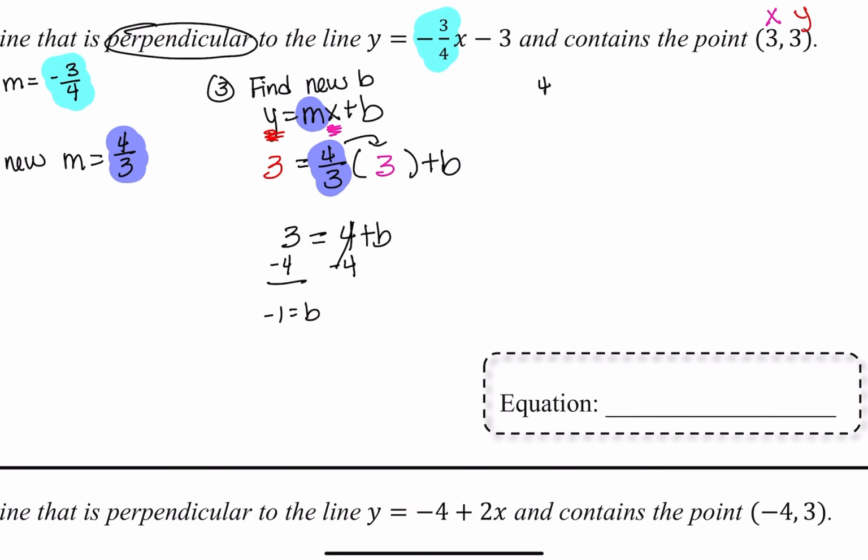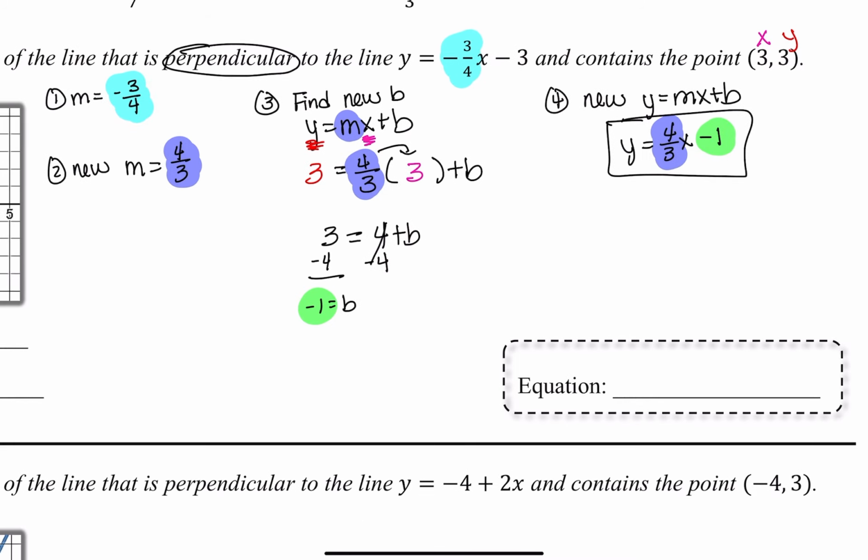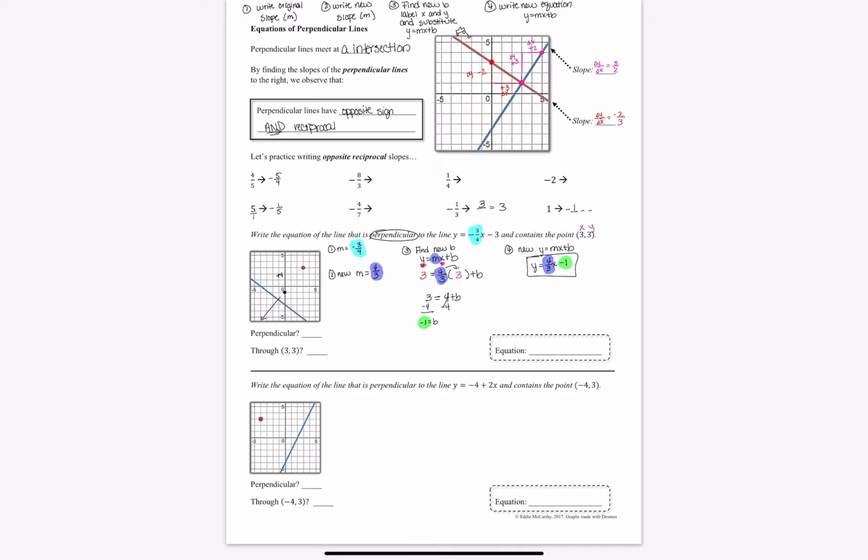Then step 4 is write the new equation. Your new m is 4 over 3, and your new b was minus 1. Again, if you look at my highlighting, step 1 is just to get us started. Steps 2 and 3 help us write our new equation for step 4. So you'll do the next one.